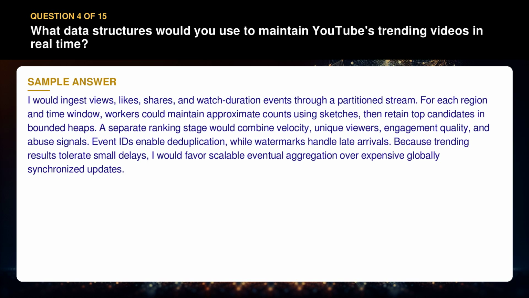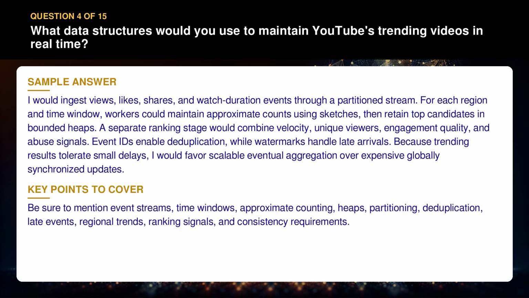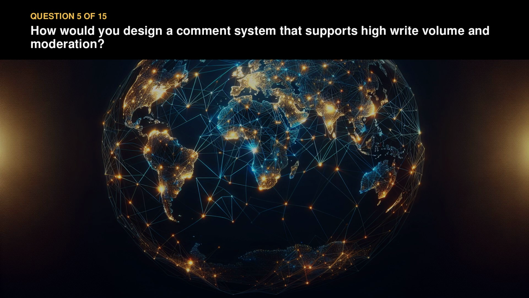Event IDs enable deduplication, while watermarks handle late arrivals. Because trending results tolerate small delays, I would favor scalable eventual aggregation over expensive globally synchronized updates. Be sure to mention event streams, time windows, approximate counting, heaps, partitioning, deduplication, late events, regional trends, ranking signals, and consistency requirements.